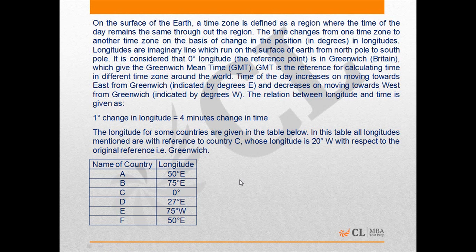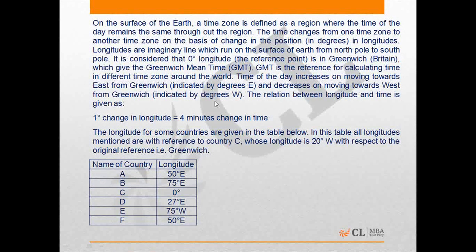So there is one line at 0 longitude that is GMT, and GMT is the reference for calculating time in different time zones around the world. So the time of the day increases on moving towards east from Greenwich and decreases moving towards west from Greenwich. The relation between longitude and time is given as: 1 degree change in longitude equals 4 minutes change in time.